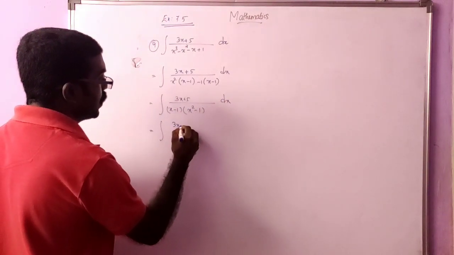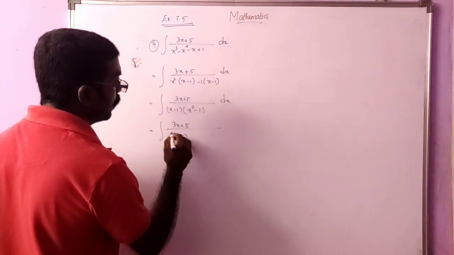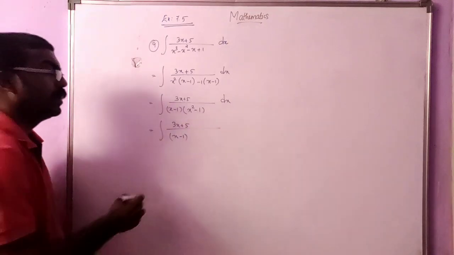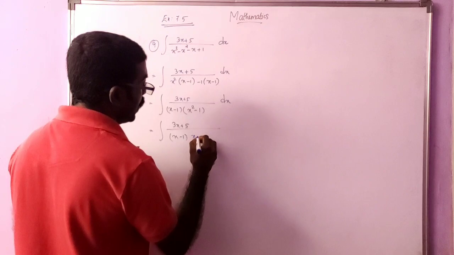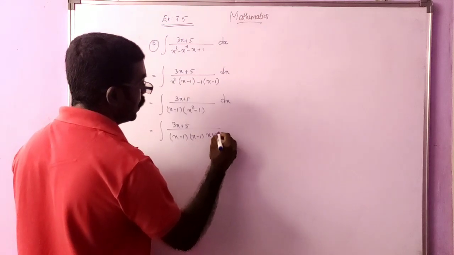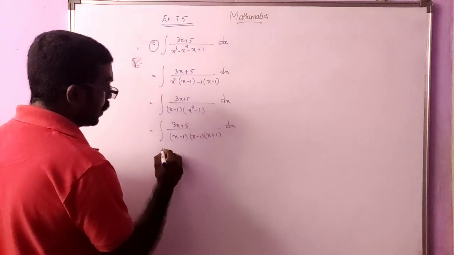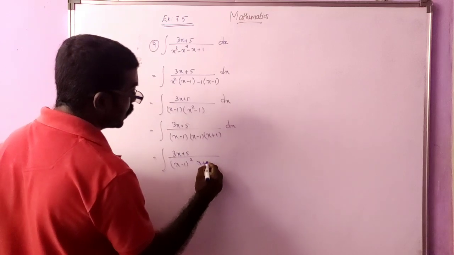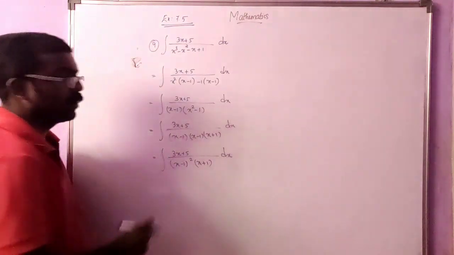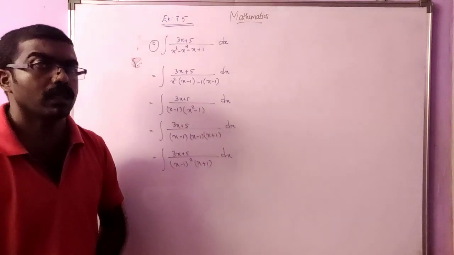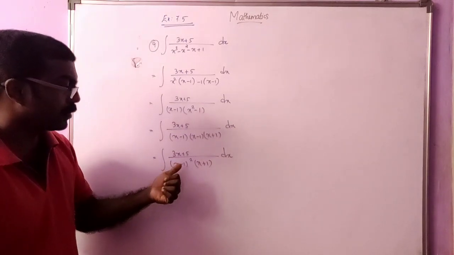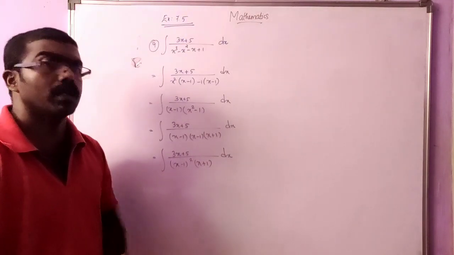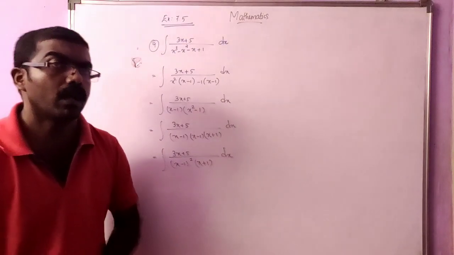That is integral (3x plus 5) divided by (x minus 1) into (x square minus 1). A square minus b square, (a plus b) into (a minus b). So here we can write (x minus 1) into (x plus 1) or (x plus 1) into (x minus 1). Okay. And which is equal to integral (3x plus 5) divided by (x minus 1) the whole square into (x plus 1) dx. Now it is of the fourth type that we have discussed in the previous question. Okay. So a by (x minus 1), then b by (x minus 1) the whole square, then plus c by (x plus 1). Okay. So the remaining part you can do it yourself.